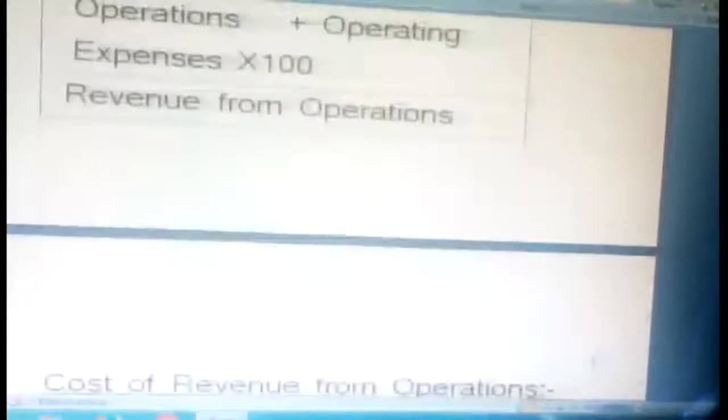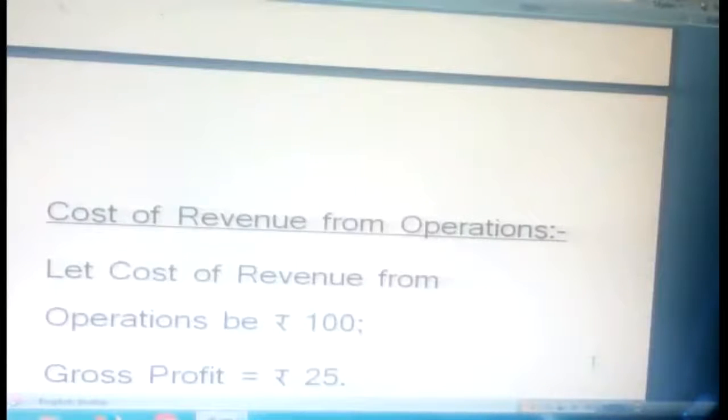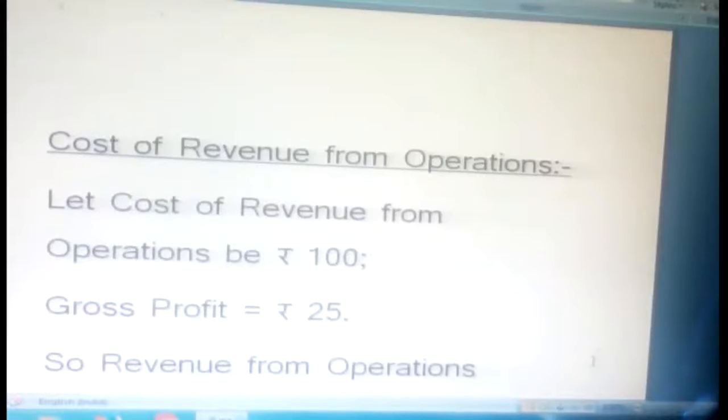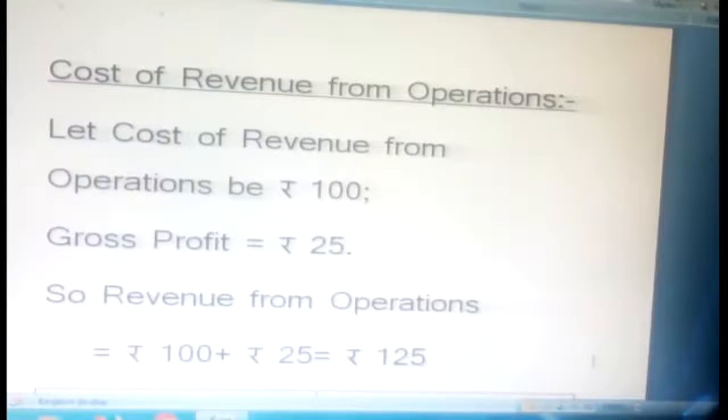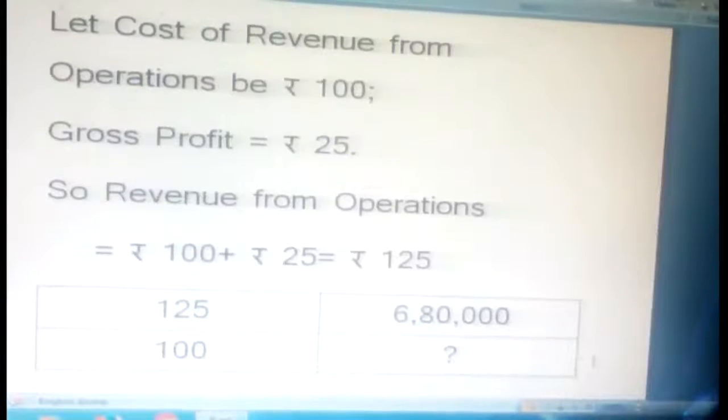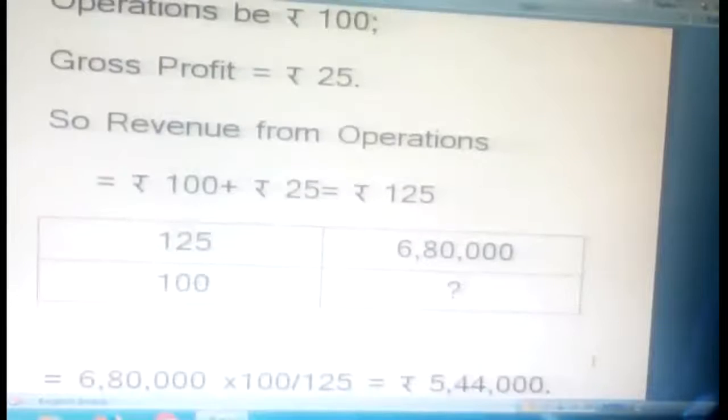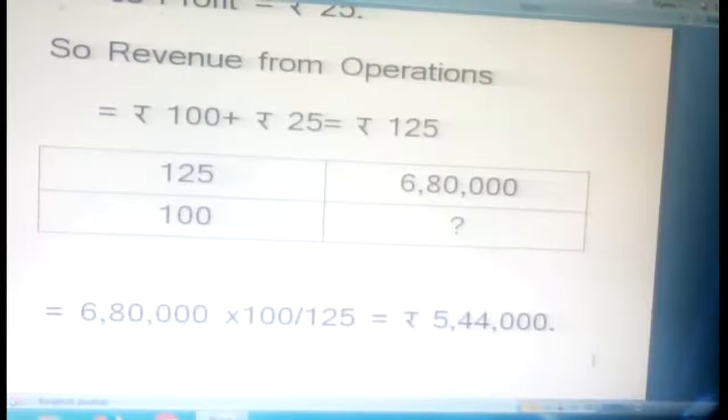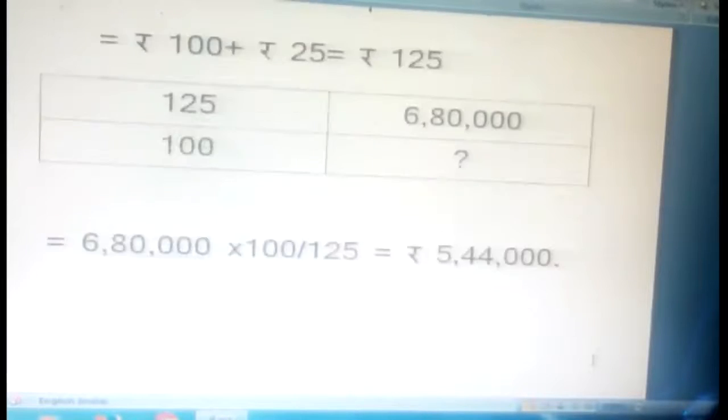Okay, so for that, first we are going to discuss cost of revenue from operations. Let cost of revenue from operations be 100. So naturally gross profit is 25 rupees. Revenue from operations is 100 plus 25, 125. Since they given revenue from operations and we want to know cost of revenue from operations, we form a table like this. So the 6,80,000 is nothing but 125%. So what is our 100%? When you do cross multiplication, 6,80,000 into 100 divided by 125, you get 5,44,000. That's our cost of revenue from operations.